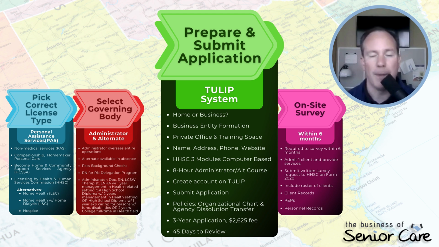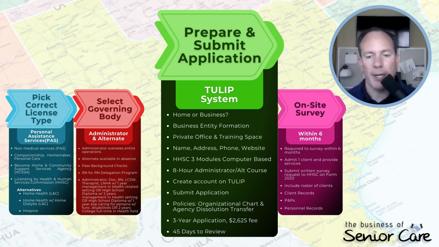Also, you need to find an approved provider for an 8-hour administrator course that goes over the main regulations and operations of a home care agency. Our company, the Business of Senior Care, is an approved provider for the 8-hour course, and you need to have a completion certificate for 2 people, for the administrator and for the alternate. So both of them need to complete that 8-hour course and it needs to be a part of your application.